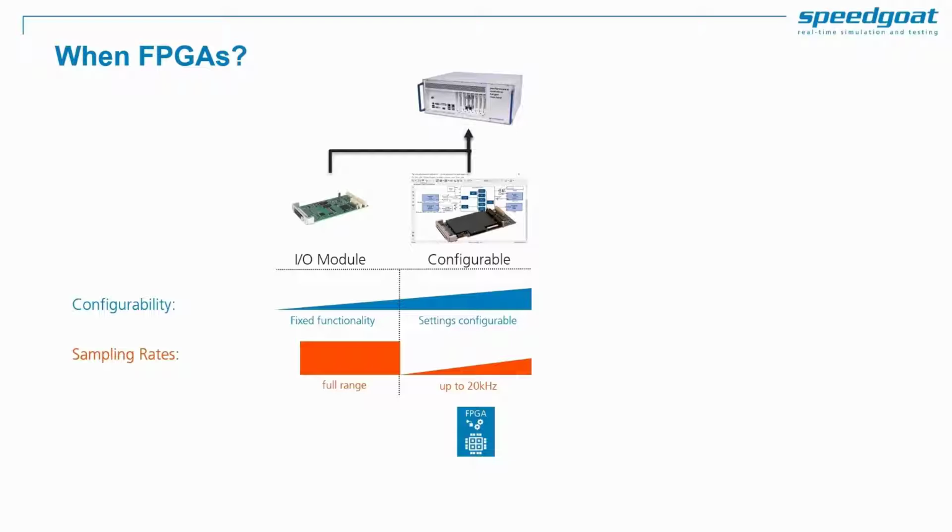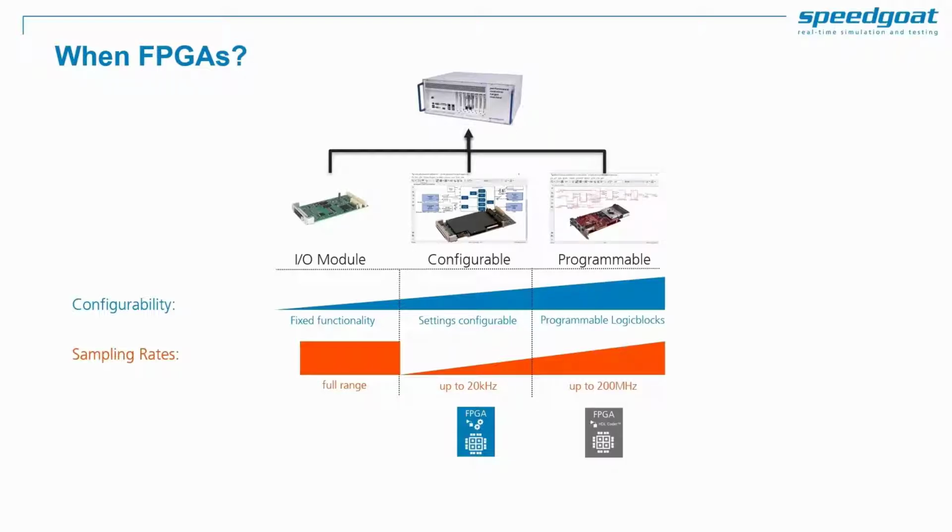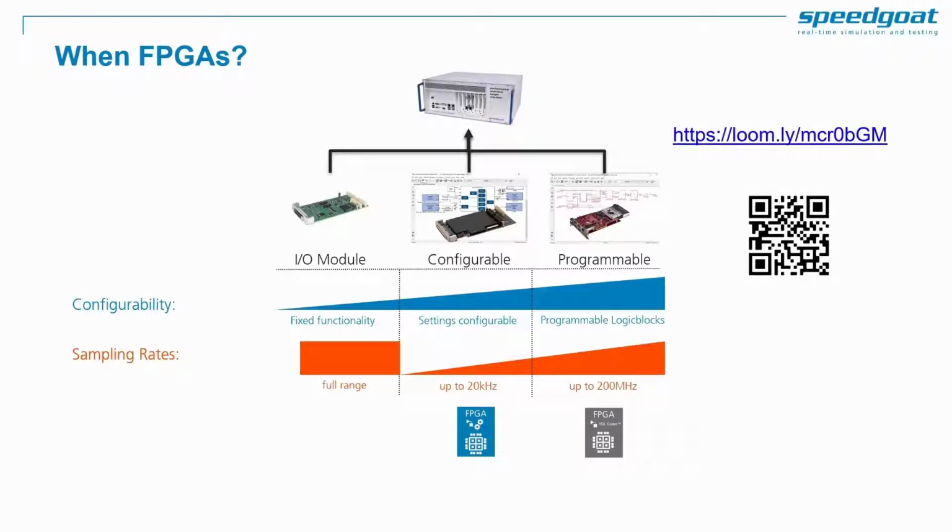For sampling rates above 20 kHz, you can use the programmable FPGA I/O modules. The programmable FPGA I/O modules allow you to outsource both parts of your algorithm and signal I/O to the FPGA using the HDL coder workflow from within Simulink. For more information on this, watch our short workflow introduction to FPGA technology.